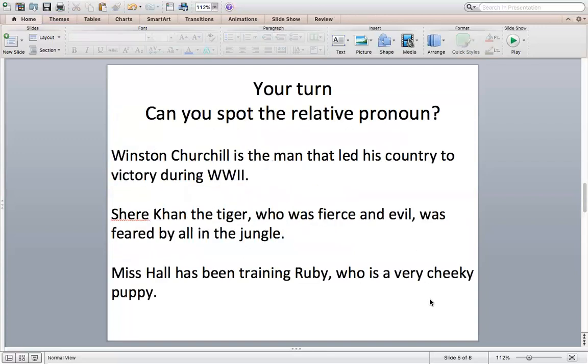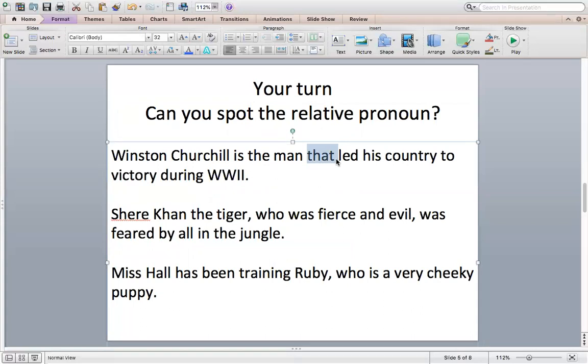Okay, so your turn. Can you spot the relative pronoun? So we've got a range of sentences here. Can you first of all spot the relative pronoun? So, Winston Churchill is the man that led his country to victory during World War II. The relative pronoun is, of course, that. Now, again, this, Winston Churchill is the man, does not make sense on its own. So that led his country to victory during World War II is an essential relative clause. We need that to make this sentence make sense. And in that case, we do not need to put a comma there.